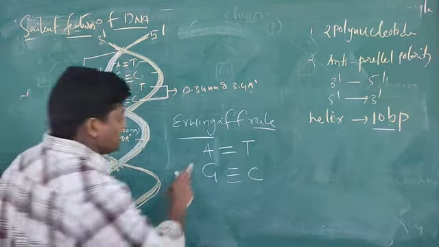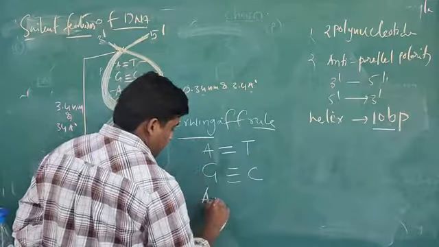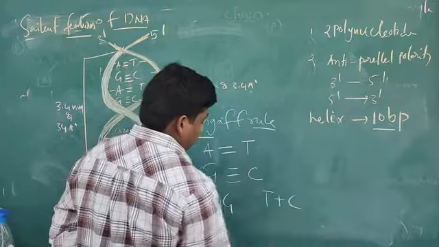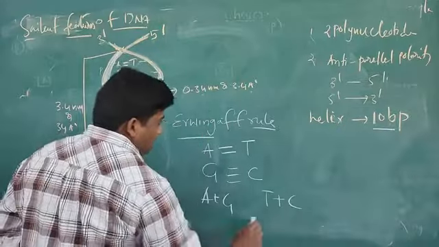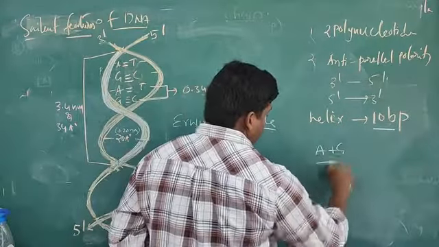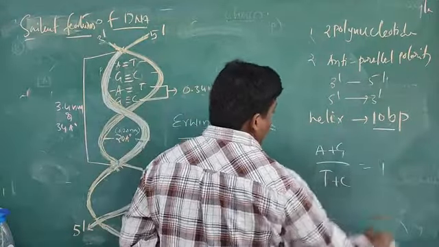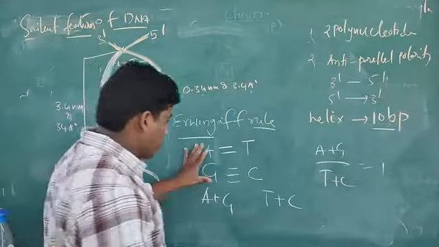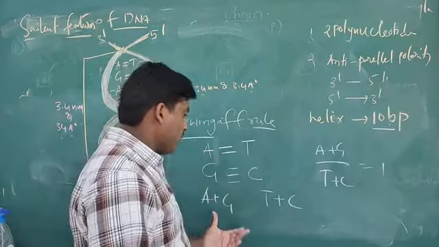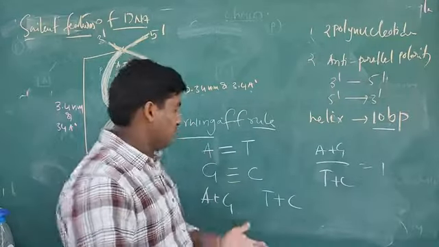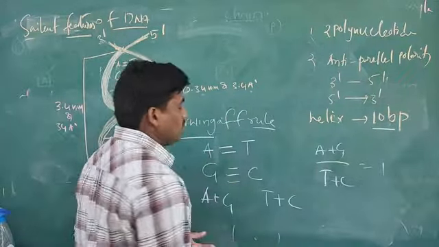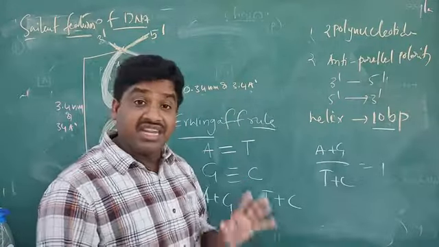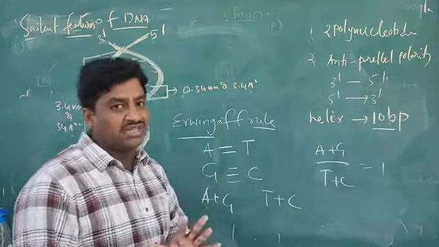So that's why you can see here A plus G, here T plus C. A plus G by T plus C is always 1. The purines and pyrimidines are present in equal proportion. So this is always a 1:1 ratio of purines and pyrimidines in the DNA structure. In the RNA structure, that is not equivalent.